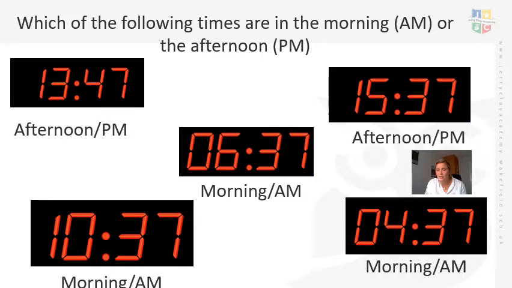Now 06, because it starts with a 0, we know straight away that this will be in the AM. Same with the one in the bottom right corner. We know that this one will be in the morning because it is 04, and if it's got a 0 at the start, this tells us it is 4 in the morning. And finally, for 10:37, even though there is not a 0 at the beginning, because 10 is not past 12, this will still be in the morning, because if it was in the afternoon or the evening, we would have to add 12 to the 10 so that it would make it into the PM.